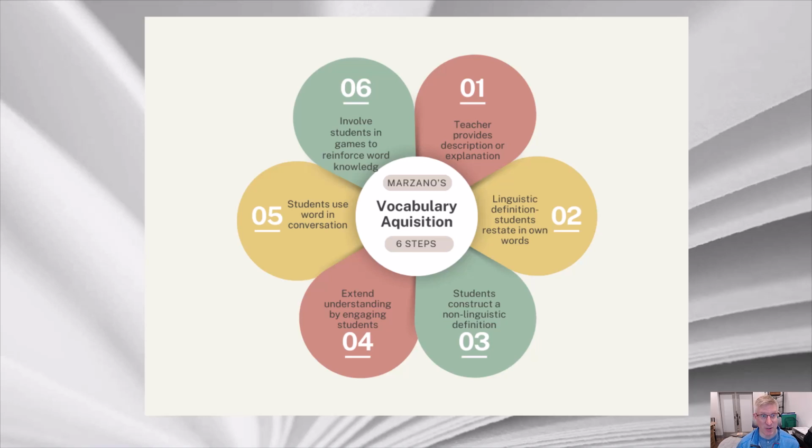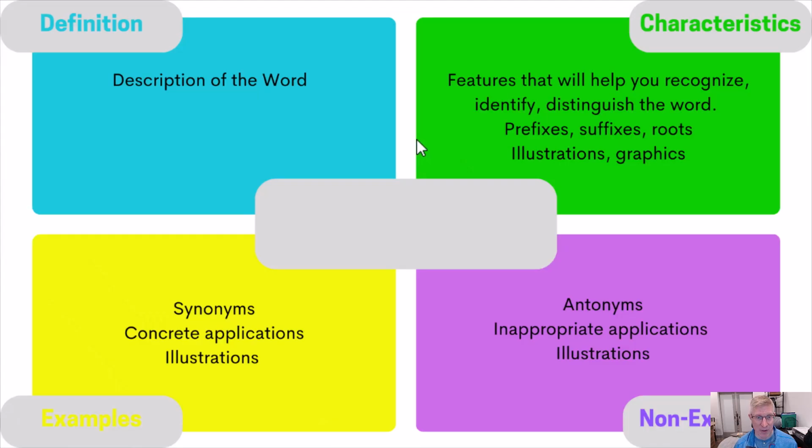Now recognize that steps 4, 5, and 6 are not necessarily sequential. They should be going on continually throughout the learning process. So we should be constantly deepening their knowledge through activities. We're constantly giving them opportunities to use the word in discussion. And then we're mixing in games as appropriate. So let's see how this fits with the Frayer model.